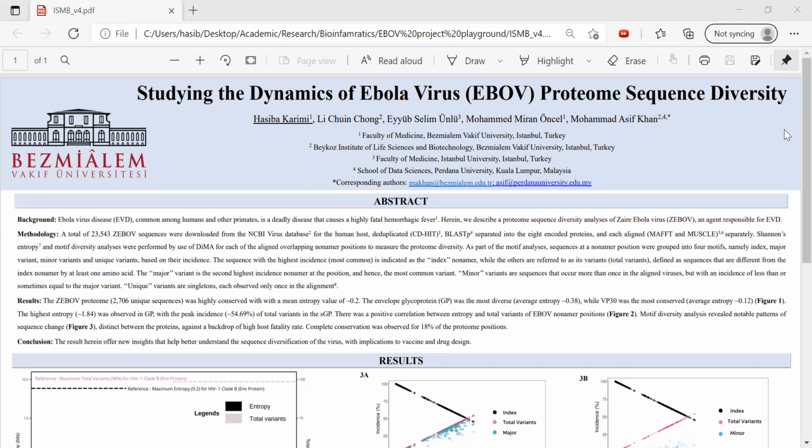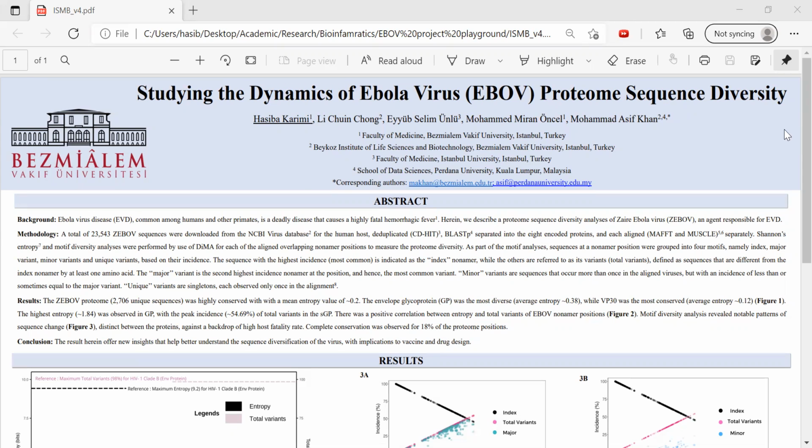As part of the motif analysis, sequences at a given monomer position were grouped into 4 motifs, namely index, major variants, minor variants, and unique variants, based on their incidence. Let's briefly define the 4 motifs. The sequence with the highest incidence, that is the most common one, is indicated as the index monomer, while the others are referred to as its variants. Variants define the sequences that are different from the index monomer by at least one amino acid.